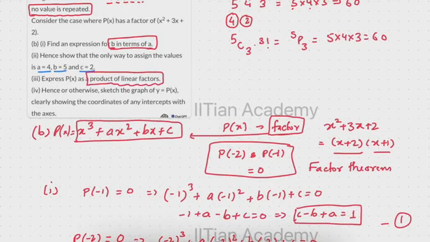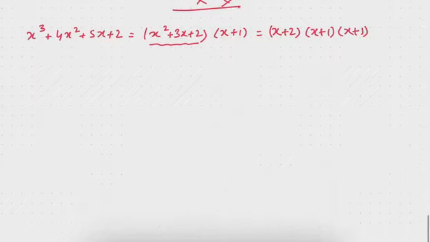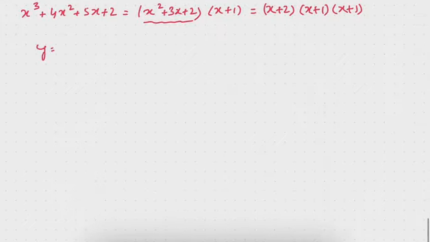Now let's move on to the fourth part. We have to sketch the graph of y equals p(x). So y equals p(x) means y equals x cube plus 4x square plus 5x plus 2. We have to sketch the graph.